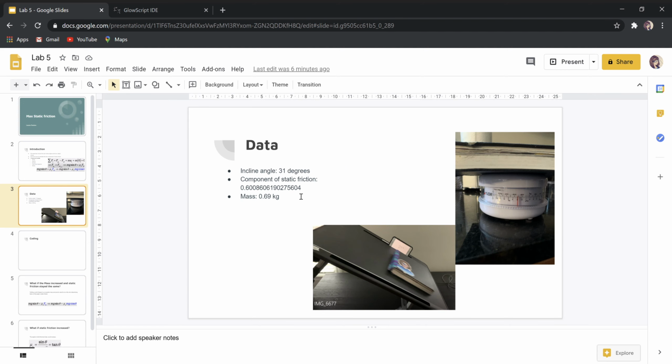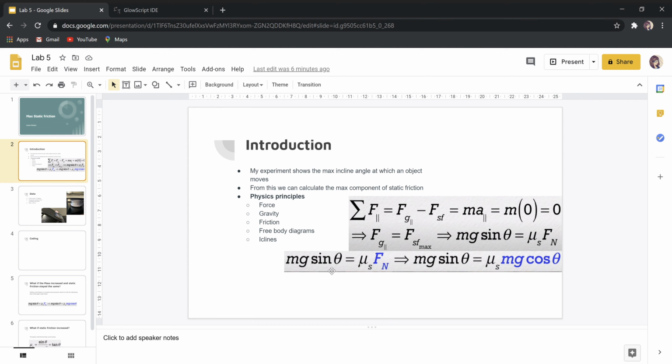So for the data, I did an experiment where I put this book on this surface and angled it until the book slipped, as we can see in this video. In the video we see the book starts to slip at 31 degrees. Then I also got the mass of the book, which was about 0.6 kilograms, and from the incline angle of 31 degrees, I calculated the component of static friction using the equations I showed in the introduction.